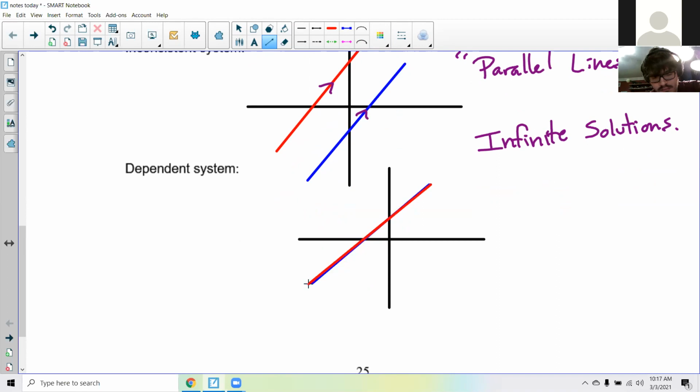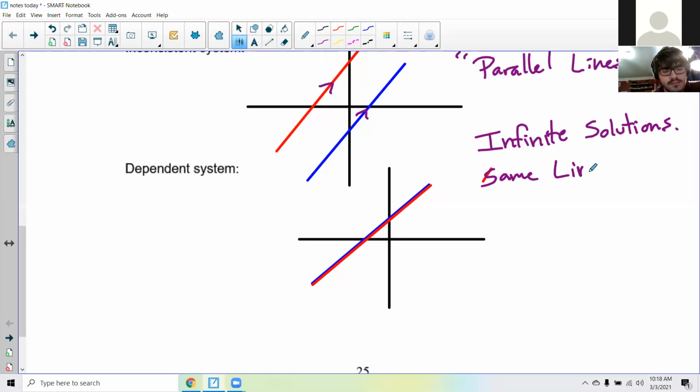You have one line on top of the other line, so every point on the one is on the other. Since they go on forever, you have an infinite number of solutions. So we'll say same line.